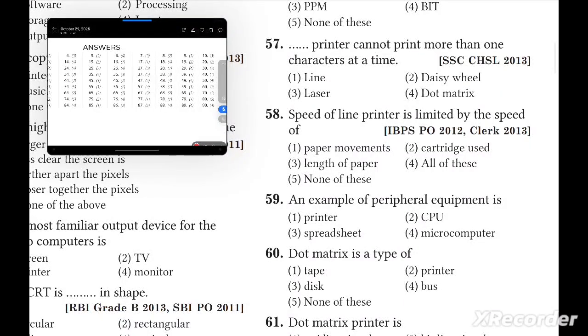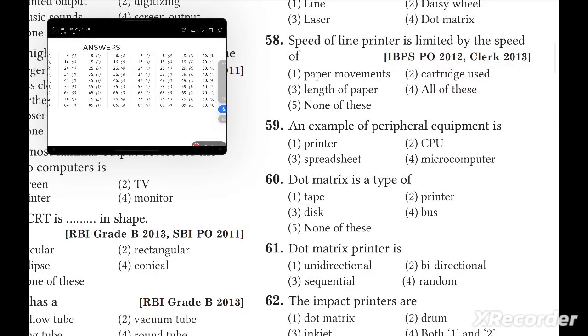Next, dash printer cannot print more than one character at a time. First line printer, second display wheel printer, third laser printer, fourth dot matrix. The correct answer is fourth dot matrix. Next, speed of a line printer is limited by the speed of first paper movements, second cartridge use, third length of paper, fourth all of these, fifth none of these. The correct answer is first paper movements.